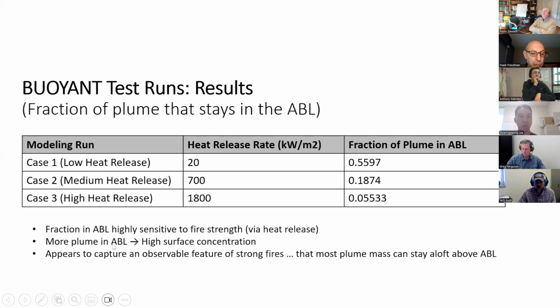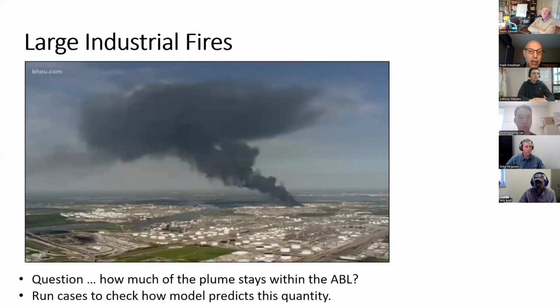So the more plume in the boundary layer, the higher the surface concentration; the less plume in the boundary layer, the lower the surface concentration. And it appears these outputs from this point model do capture an observable feature of strong fires, that most of the plume mass can stay aloft above the boundary layer, as we see here in this photograph of a large fire.